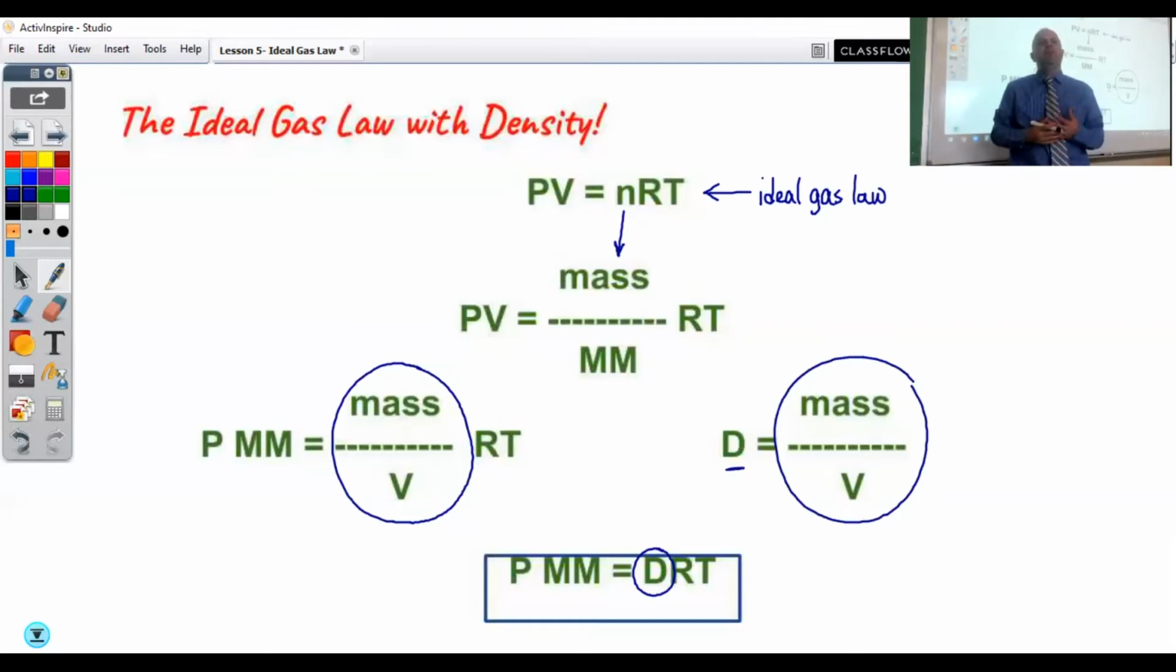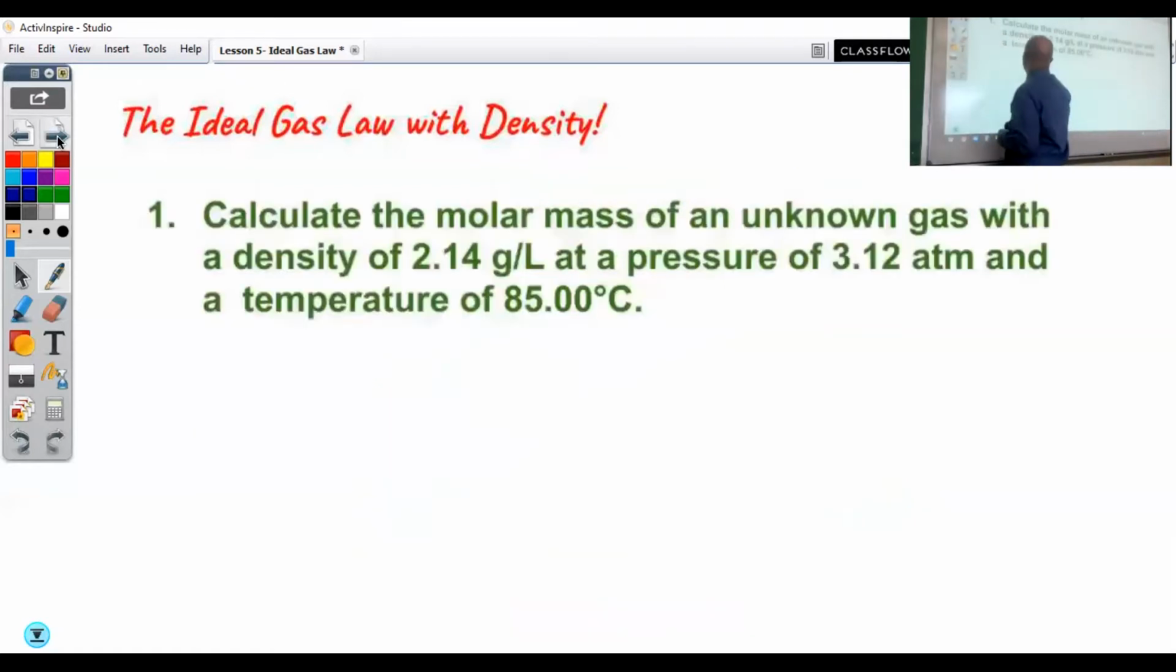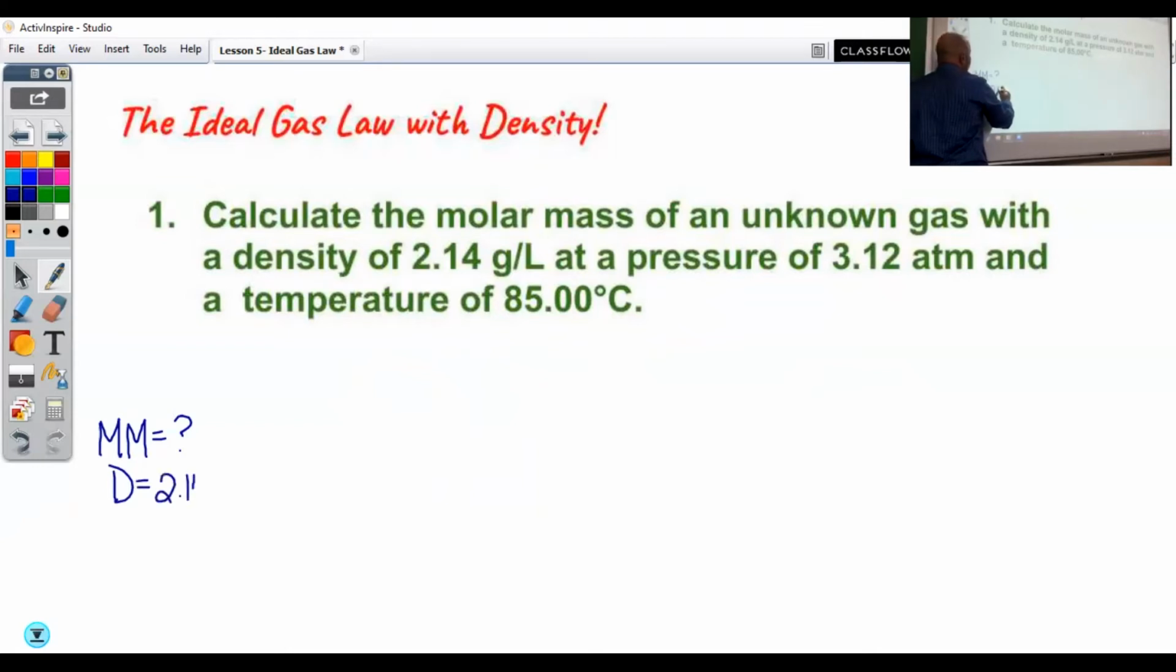You'll know that you need to use this equation because the problem will either provide you with a molar mass or provide you with a density. So let's take a look at some example problems. The first example says, calculate the molar mass of an unknown gas. So in this case, we're solving for molar mass, and it tells us some more information. We have a density that is equal to 2.14 grams per liter. We have a pressure that is equal to 3.12 atm. And we have a temperature that is equal to, in this case, 85 degrees Celsius.